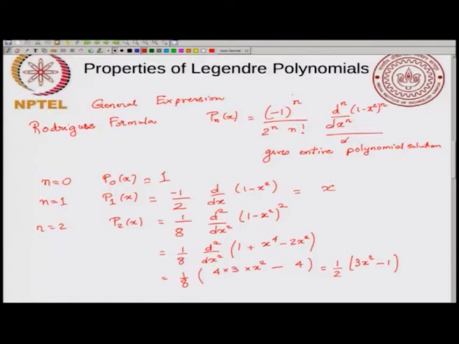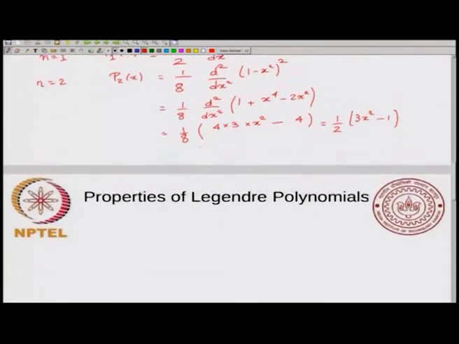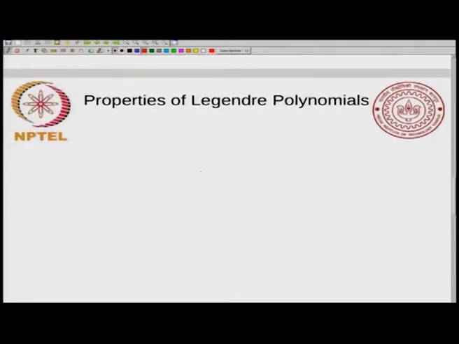I emphasize that we are not going to derive the Rodrigues formula. You can try to derive it, it is actually a lot of work. But we just notice these formulas because these are very interesting ways to generate the Legendre polynomials. And once you have the Rodrigues formula, you can get a lot of other interesting properties of Legendre polynomials.